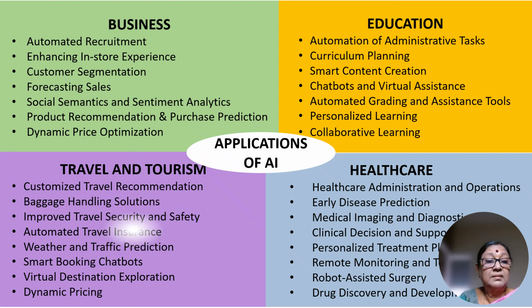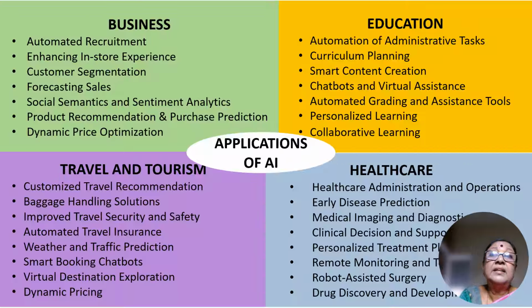Next comes travel and tourism. Again, as I already told you, it customizes travel recommendations according to each person or each family, maybe. Baggage handling solutions can be provided. Security and safety, how you have to behave in certain places, where in that particular town it is dangerous to go, and so on. Automated travel insurance. So if you need to take an insurance, how should you take, depending on other criteria.